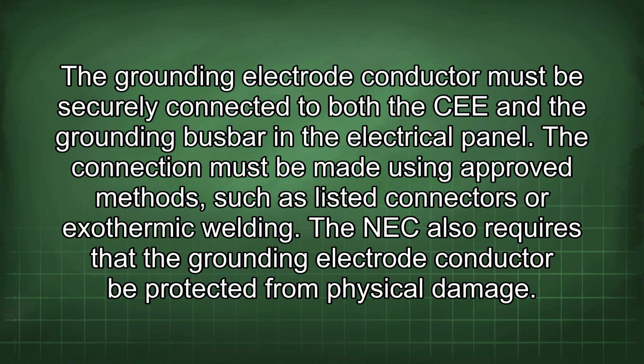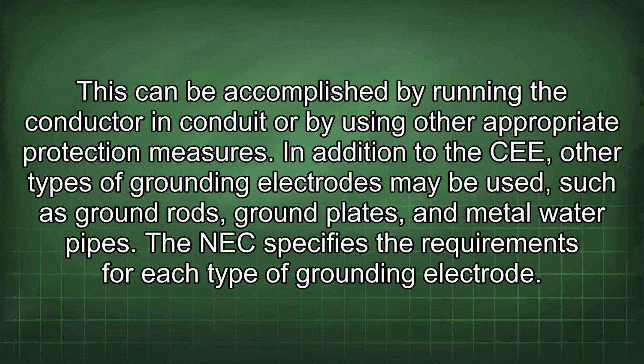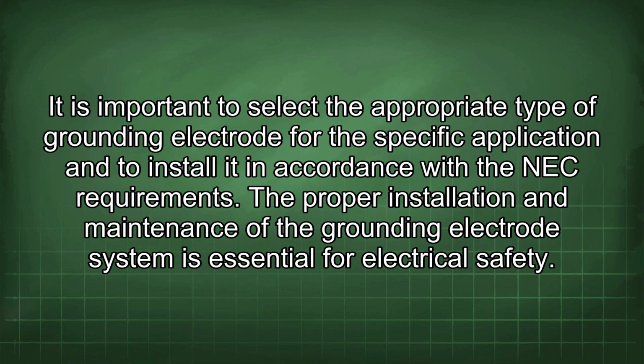The NEC also requires that the grounding electrode conductor be protected from physical damage. This can be accomplished by running the conductor in conduit or by using other appropriate protection measures. In addition to the CEE, other types of grounding electrodes may be used, such as ground rods, ground plates, and metal water pipes. The NEC specifies the requirements for each type of grounding electrode. It is important to select the appropriate type of grounding electrode for the specific application and to install it in accordance with the NEC requirements.